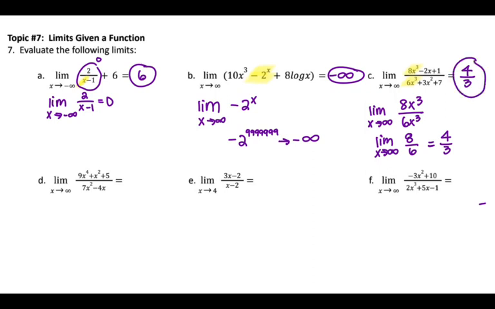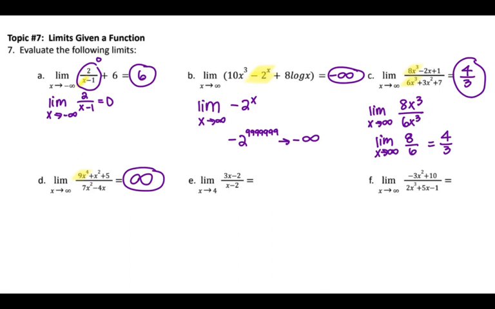This goes back to when my dominant terms are on both the top and the bottom, your limit is going to approach those leading coefficients. All right, letter D, let's look for my dominant term. Dominant term has the highest exponent, and my highest exponent is on the top. If I were to take a really large number and plug it into 9x to the 4th, that is going to give me a very, very large number. So that means the limit is heading towards infinity.